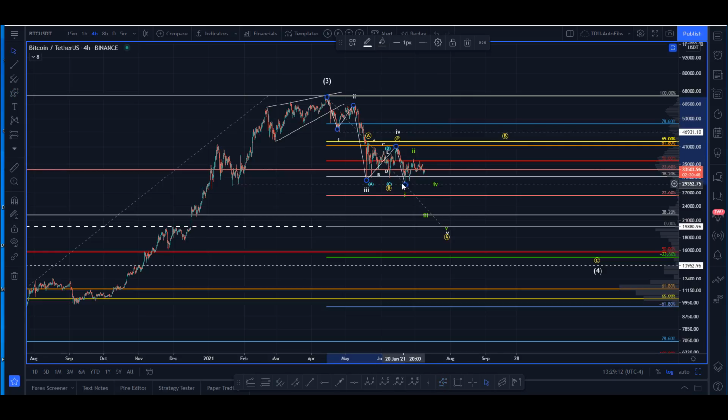So the assumption would be that would be the A wave, and we're now starting into the B here before coming down for the C. That would be kind of putting all the pieces together. Because we have a 5, we'd be looking for a 3 into a B wave here, and then one more push down to complete the C.